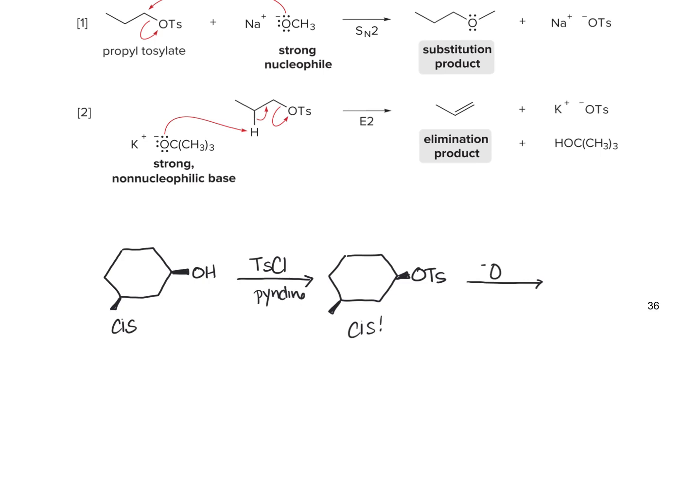But look, if we do an SN2 reaction, then we get an inversion of the configuration, where this is now trans, because we had a backside attack.